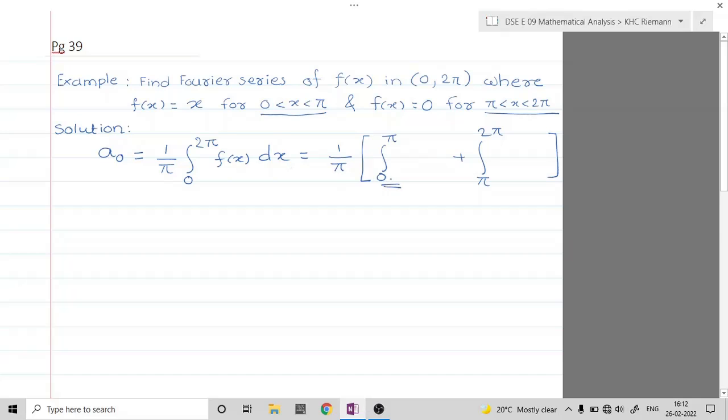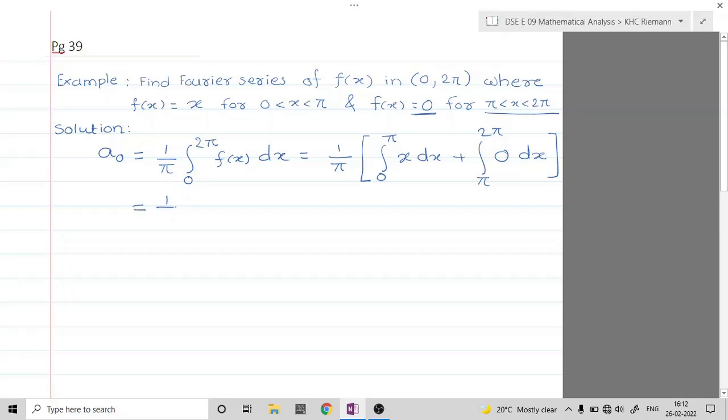In the first integration 0 to pi, x lies between 0 and pi, so I have to use this part. In that part f of x is x, so f of x is equal to x in the interval 0 to pi. Accordingly I will take the integration, and in the remaining part pi to 2 pi, f of x is defined to be 0, so integration of 0. Okay, I hope you get this.